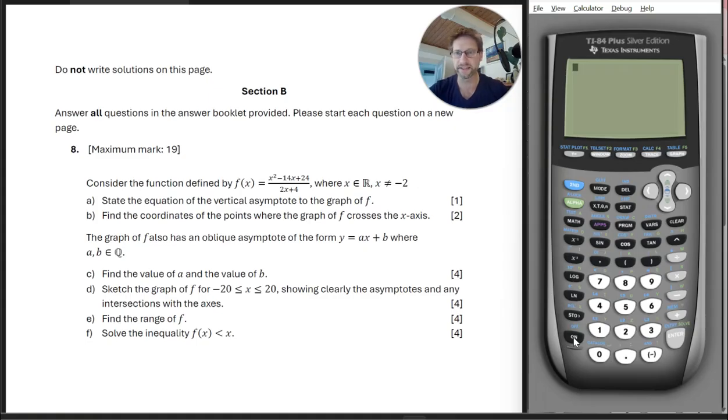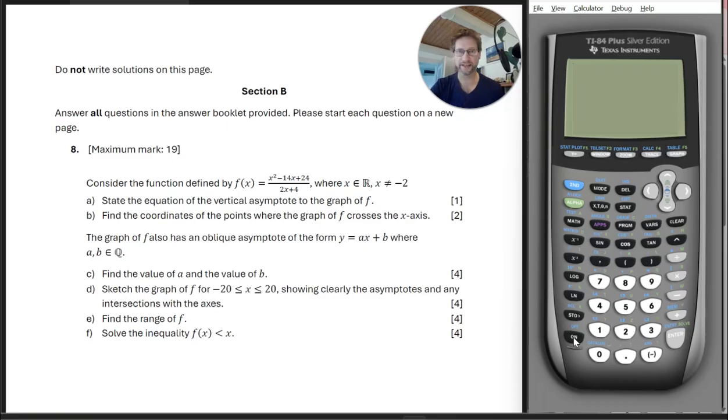Question A says to state the equation of the vertical asymptote to the graph. Well, the vertical asymptote to the graph happens exactly in the points when we are dividing by 0. When we are very close to dividing by 0, we get results that depend on whether the numerator becomes close to 0, but in this case it doesn't. So the only place we can possibly have a vertical asymptote is when we divide by 0 in this fraction, and that's when x is equal to -2.